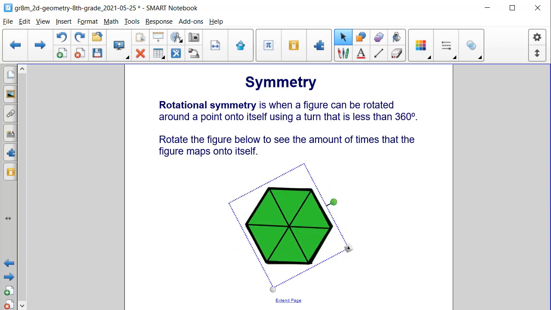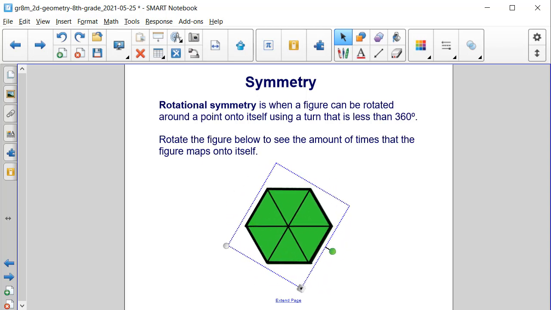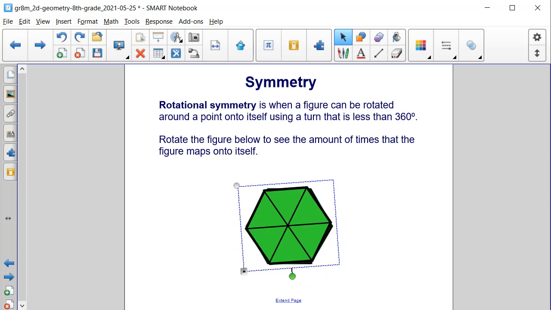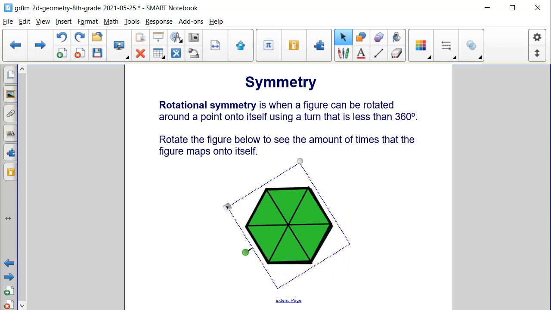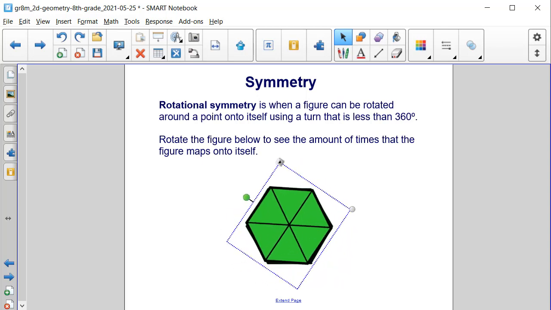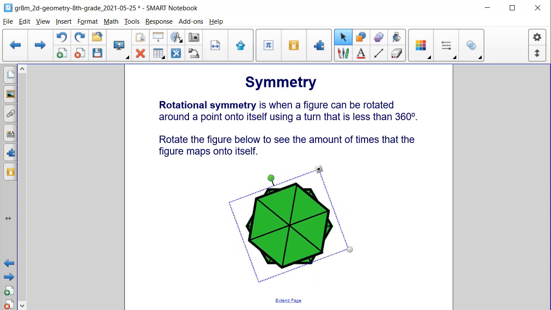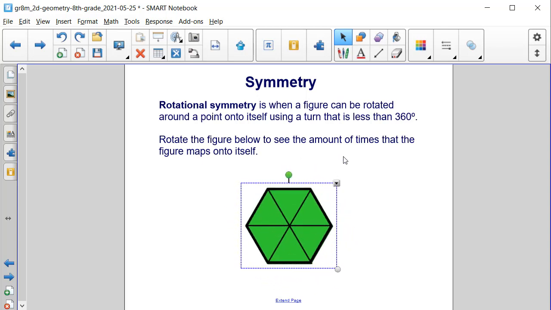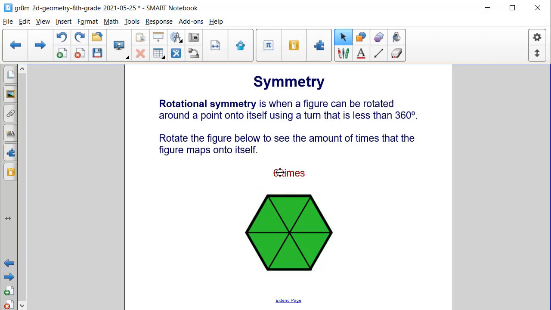1, 2, 3, 4, 5, 6. So we saw that this figure maps onto itself 6 times by rotating it.